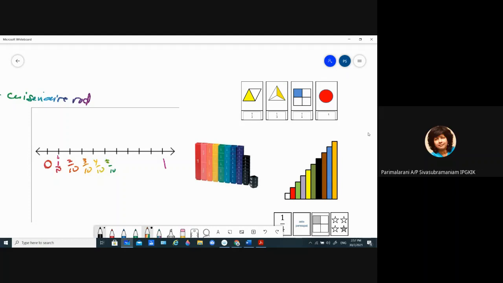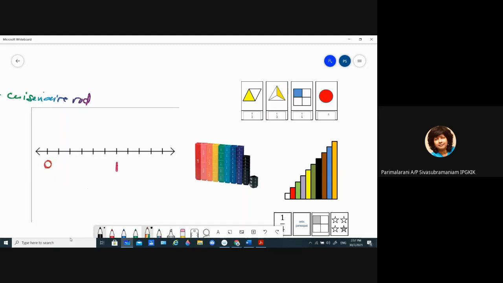The student must know how to do this. So supposing this is 0 and this is 1. How many parts are there between 0 and 1? Thirds. Parts means this one. This is 1 part, this is 2 parts, 3 parts. If there are 3 parts, then each fraction is 1/3, 2/3. Of course, 3/3 is 1. They need to understand this.